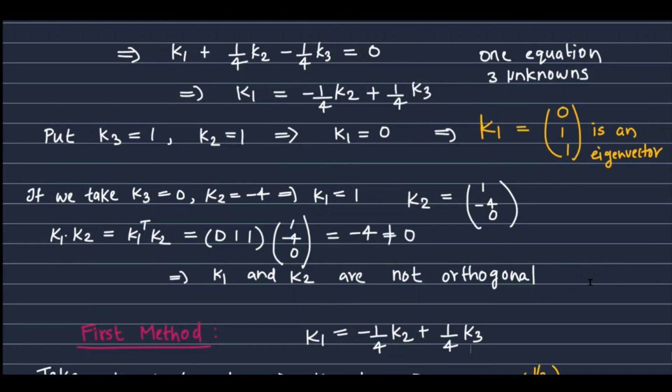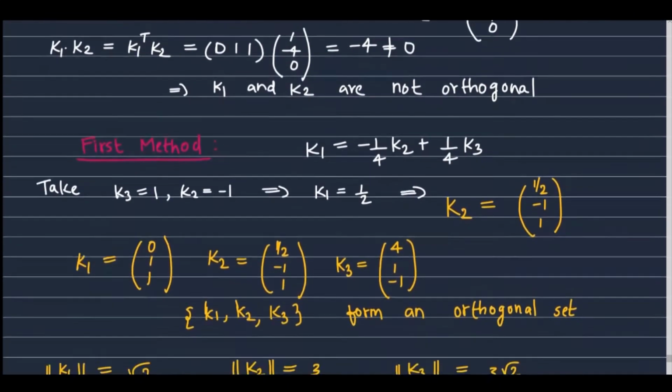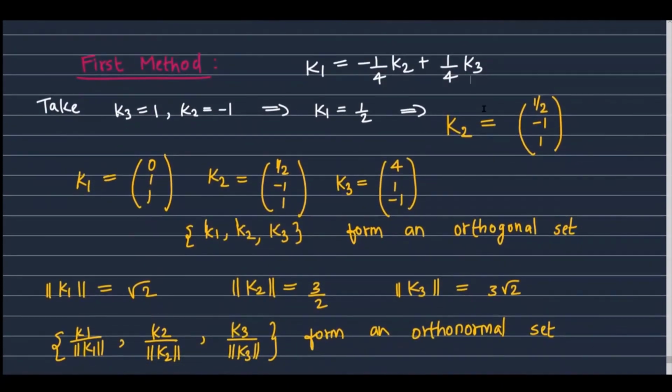Now our aim is to find a vector K2 which is orthogonal to K1. For this we have two methods. The first one is that we can choose K1 and K2 in such a way that they become orthogonal. The second one is by using the Gram-Schmidt process. We will see both methods here. The first method is the easiest one, because we have the equation k1 equal to minus 1 by 4 k2 plus 1 by 4 k3.